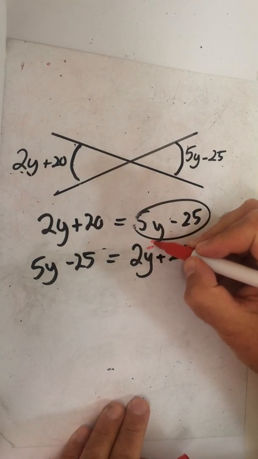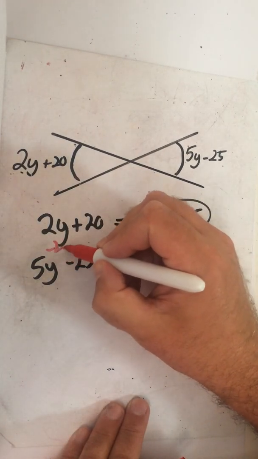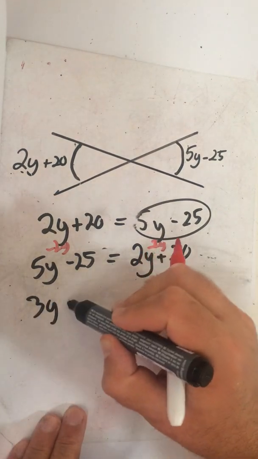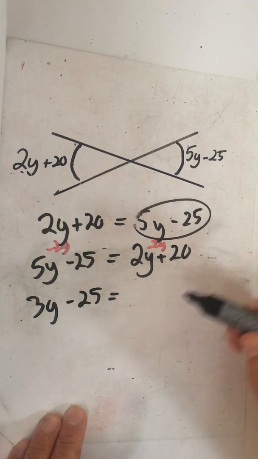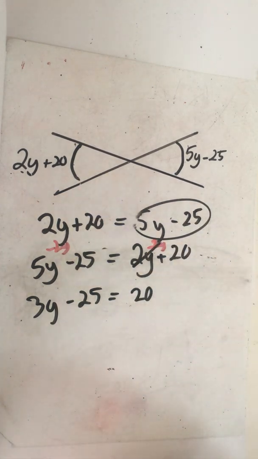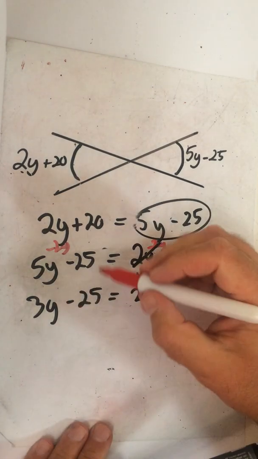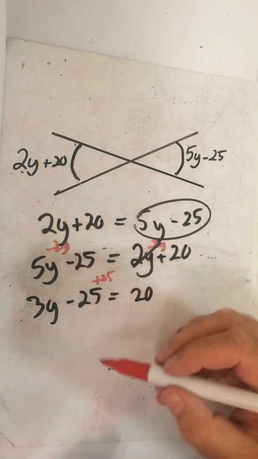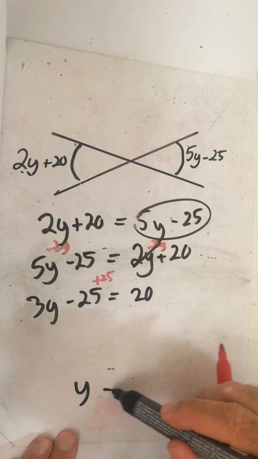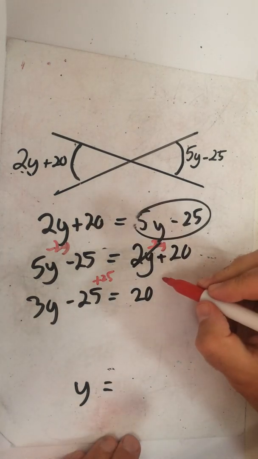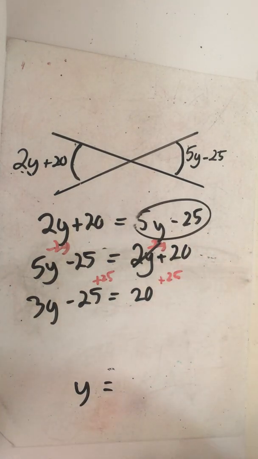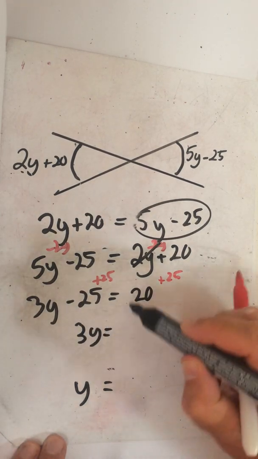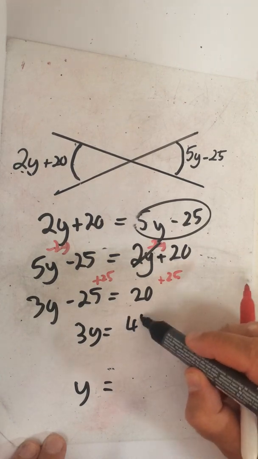So I'm going to take away 2y, take away 2y. That leaves me with 3y minus 25 is equal to 20, because I've got rid of that. Minus 25, I'm going to add 25 to get rid of that. I want to be left with y down here, remember. So I do the same on the other side, plus 25. So now I've got 3y is equal to 20 plus 25, which is 45.